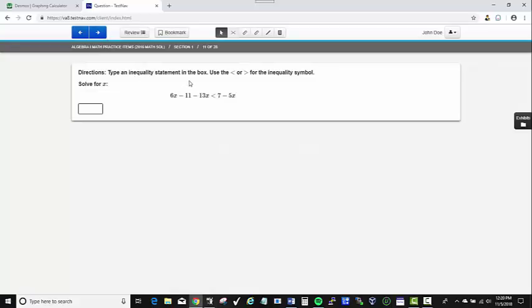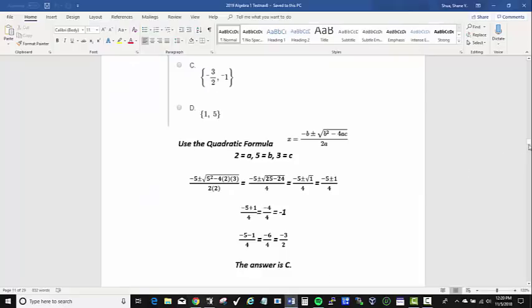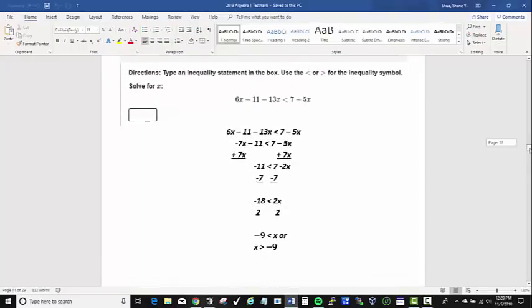Type an inequality in the statement in the box. Use the less than or greater than for the inequality symbol. Solve for x. All right. So, first thing we do, combine like terms. If I combine 6x and minus 13x, I would get a negative 7x. Minus 11 is less than 7 minus 5x. Then, if I add 7x on both sides of the equation, I would get a negative 11, which is less than 7.